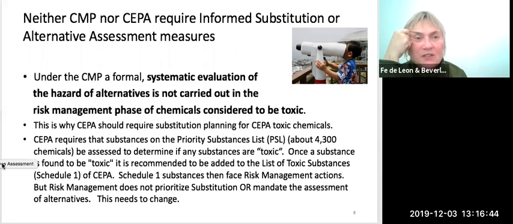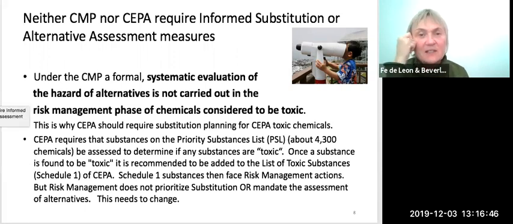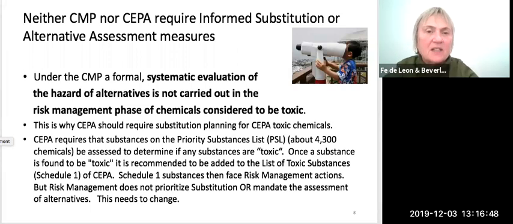In fact, under the CMP, a formal systematic evaluation of the hazards of alternatives is not carried out in any of the risk management phase of chemicals considered to be toxic. So what does this mean? We do have a whole priority substances list, but we do not require substitution planning for SEPA toxic chemicals.